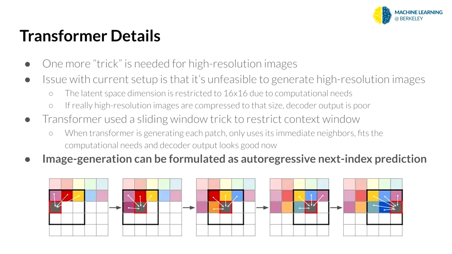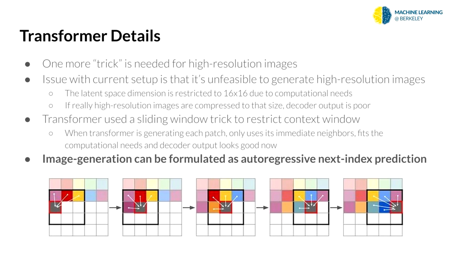One final thing about the transformer is that it actually struggles with high resolution images. The reason it struggles is because in the current setup, the latent space dimensions are reduced to, for example, 16 by 16. So let's say we have an image, and this works fine for images that are pretty small, like 128 by 128. We can compress it to 16 by 16 pretty easily, right? Not much information is lost.